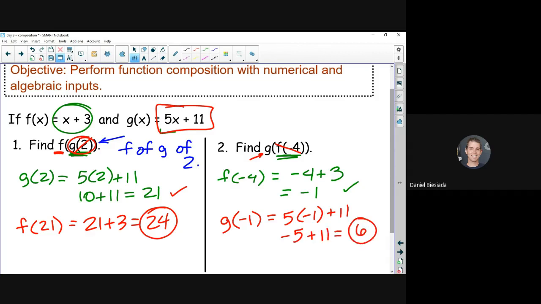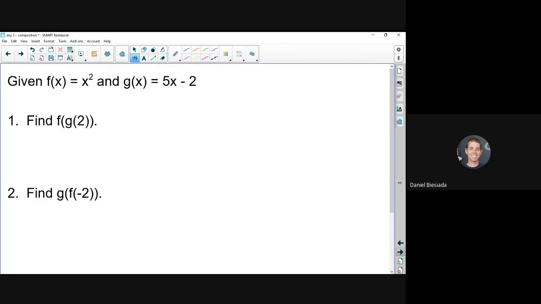Works out to give me a final answer for this problem of 6. Okay? So once again, substitute the value into the innermost function, take the answer from that, and substitute it into the outermost function. And that's how function composition works. We'll take a look at a few more examples here before we wrap up this first video.